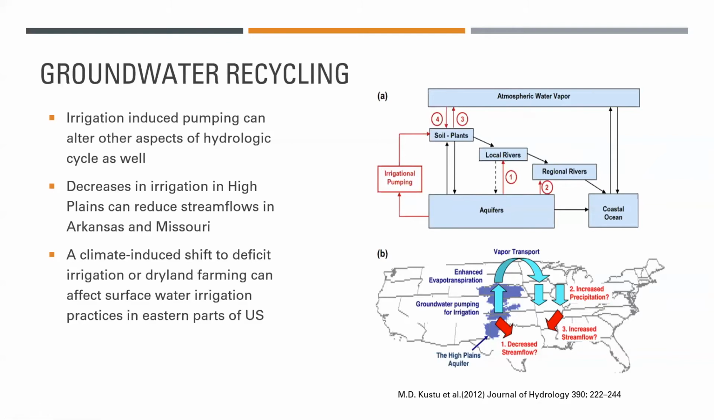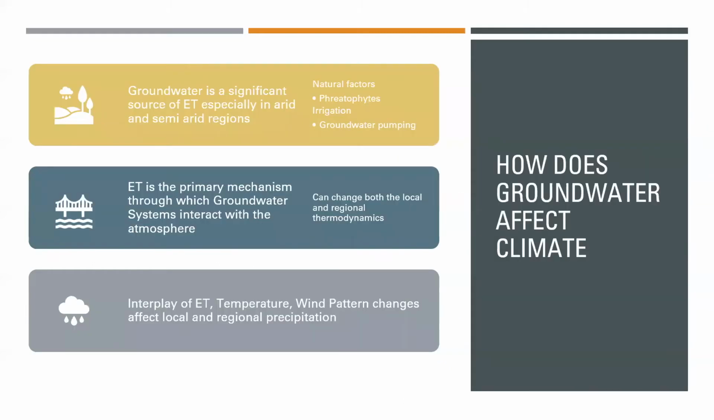So that's the idea behind the groundwater climate interactions, direct interactions, particularly the role irrigation plays in controlling both the local and the regional precipitation shifts. So, to summarize, groundwater is a significant source of ET, especially in arid and semi-arid regions. It's the primary mechanism through which groundwater systems interact with the atmosphere, and the interplay of ET, temperature, and wind patterns impact local and regional precipitation.